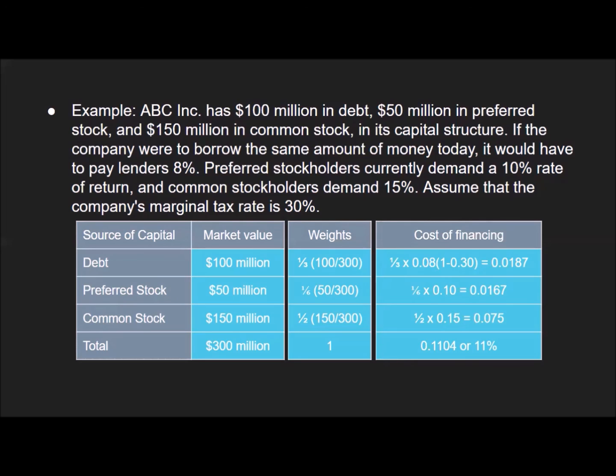The WACC is equal to the sum of 0.0187, 0.0167 and 0.075, which is approximately 11%.